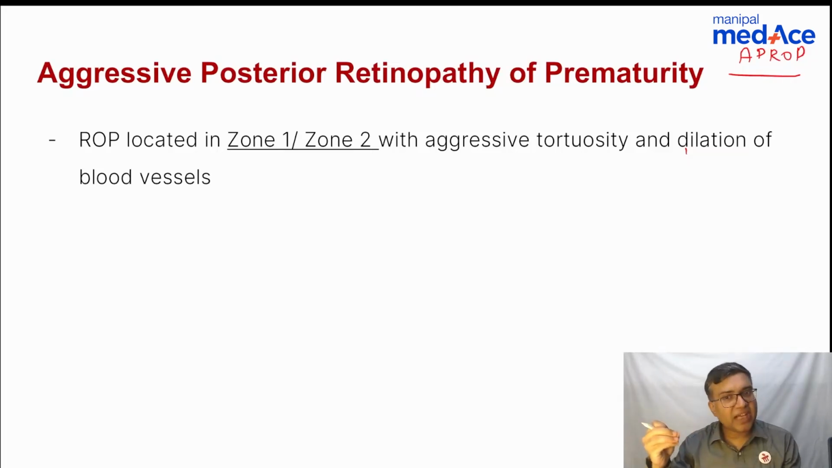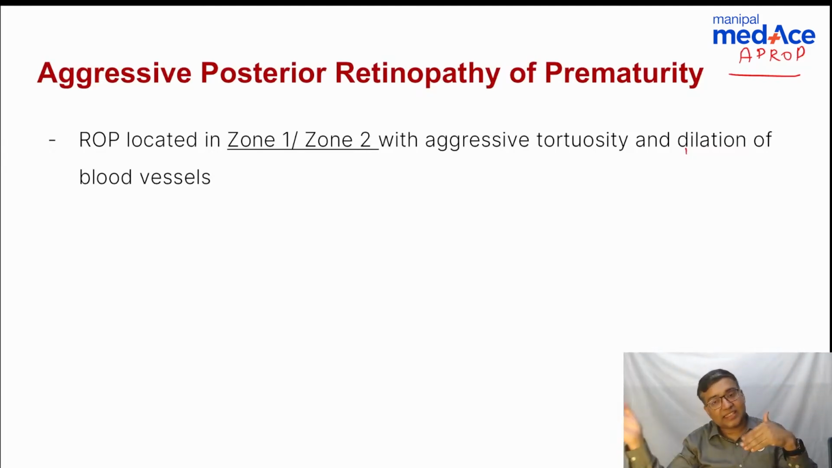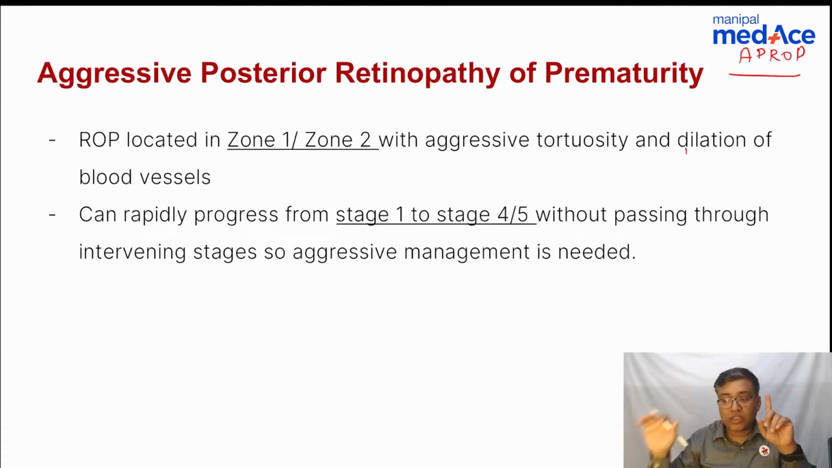That is basically if the ROP is located between zone 1 and zone 2 and there is an aggressive tortuosity and dilation of blood vessels. The second thing that is very important is why this type of ROP is important, because they do not basically follow a definite course. From one stage to the other stage, they can go very rapidly. So they might be at stage 2 and within a week they go to stage 4 or stage 5 rapidly. So these children have a very high risk of blindness. So you have to photocoagulate these patients very early. Okay, so that is a very important point whenever you are talking about the APROP.